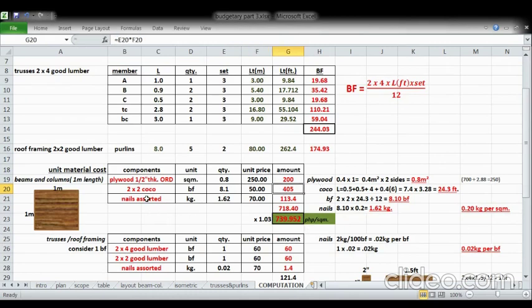So we compute now for the nails. It's sold in kilograms, of course. How do we get the quantity? This is where you are learning. This is a rule of thumb. In construction, we use 0.2 kilograms of nails per square meter. So if you have 1 square meter, then the amount of nails is 0.2 kilograms. So in order to find this, this is not 20.